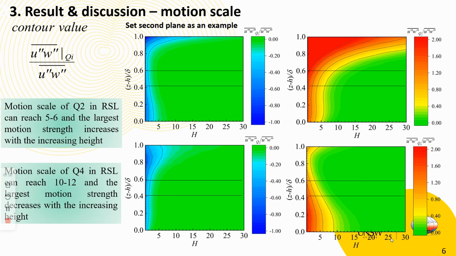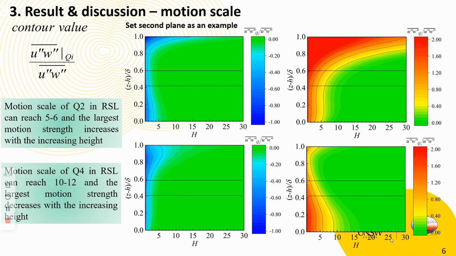And then we calculate the motion scale. In this part, we get the motion scale for every quadrant. Because Q2 and Q4, sweep and ejection, dominate the momentum transport in the roughness sublayer, we mainly talk about Q2 and Q4.